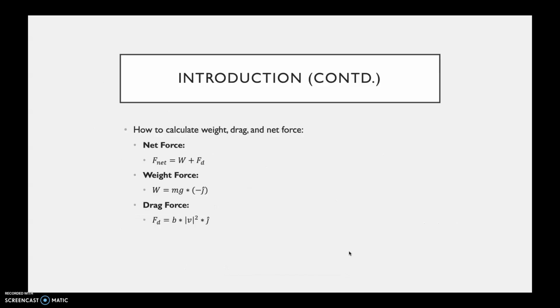So how do you calculate net force, weight force, and drag force? Net force is calculated by adding weight force and drag force. Weight force is calculated by multiplying mass times the acceleration of gravity times the unit vector of the y-axis in the negative direction. Drag force is calculated by multiplying the proportionality constant by the magnitude of the velocity squared times the unit vector of the y-axis.